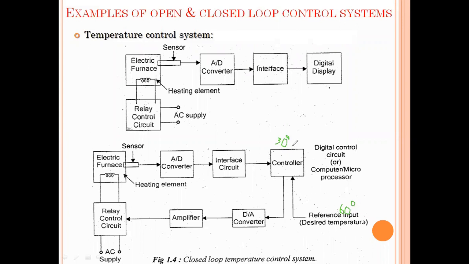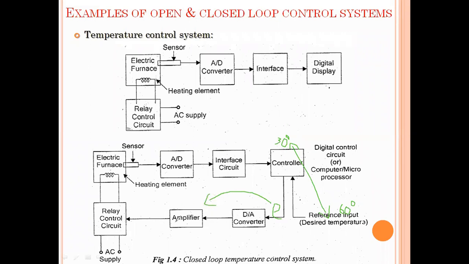So this controller compares the actual value and the reference input and produces the difference between these two, which is the error signal. And that error signal is given to this digital to analog converter. Why? Because all this operation is happening in analog mode, but here the values are digital values. So again, we need to convert digital to analog. That's why the D2A converter is used here to convert this error signal in digital form to analog form.